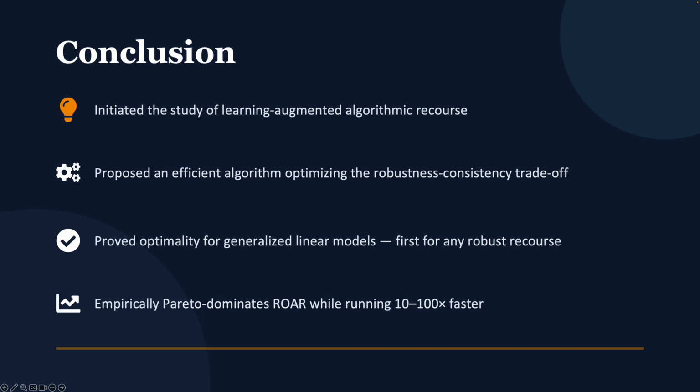And fourth, our experiments show that the algorithm empirically Pareto-dominates other baselines like ROR and RBR while running 10 to 100 times faster.